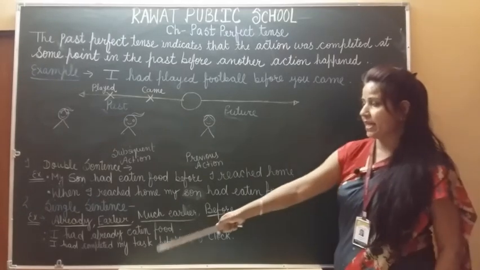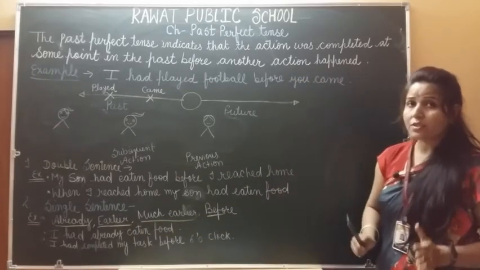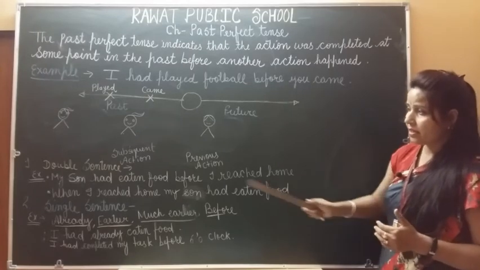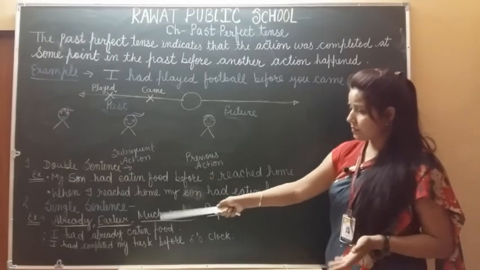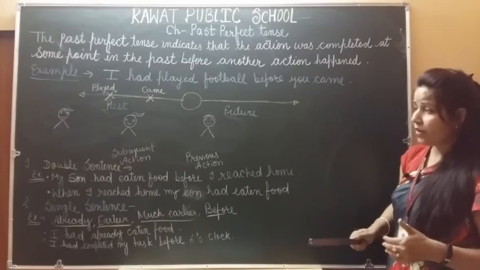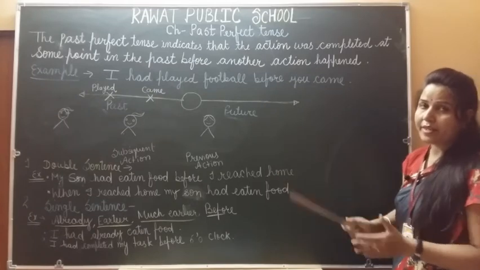Okay, let's see the example. I had already eaten food. So this is also an example of past perfect tense. Yes, there are not two sentences here, but if you write had and already and verb third form, it is also past perfect tense.